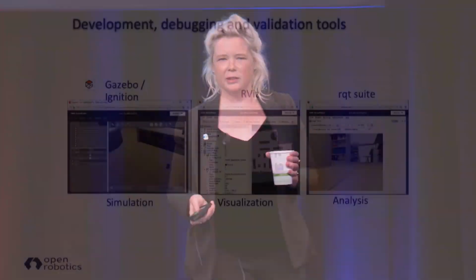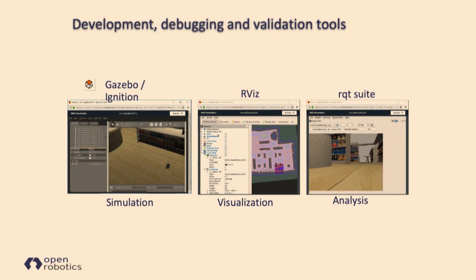ROS also has a lot of other really sophisticated tools for building much more complex robots. As I've said before, we have Gazebo and Ignition, which are simulation tools that allow you to build a robot in simulation and have all its behaviors run in simulation without having the physical robot present.